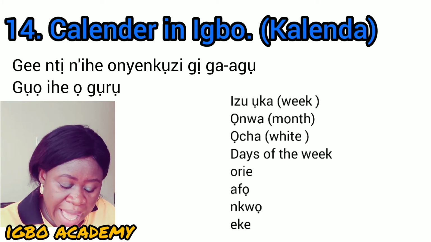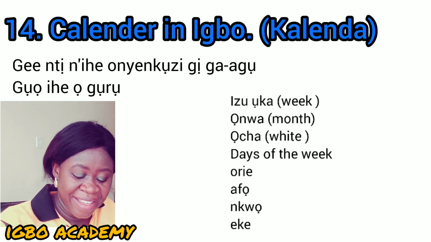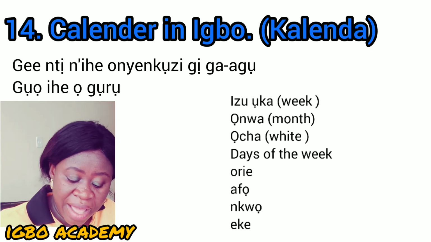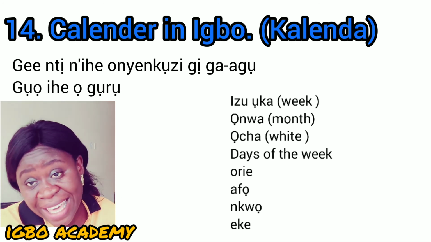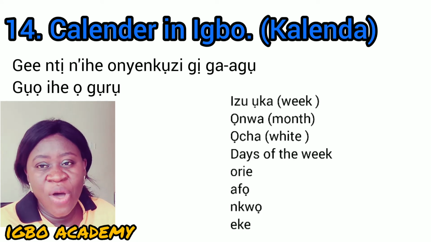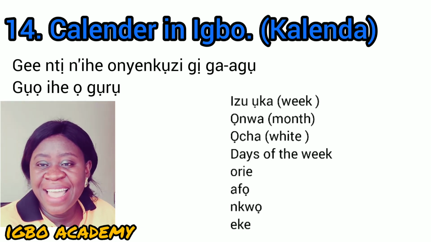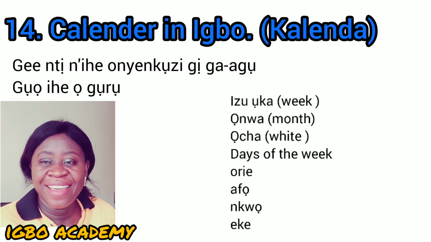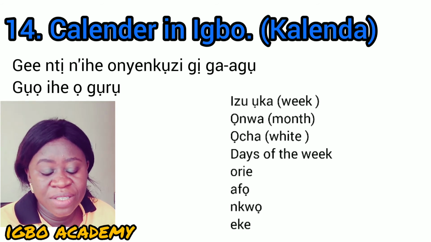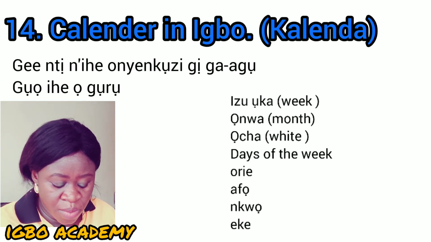What is Izuka? Izuka means week. What is Onwa? Onwa means month. Izuka means week. Onwa means month.